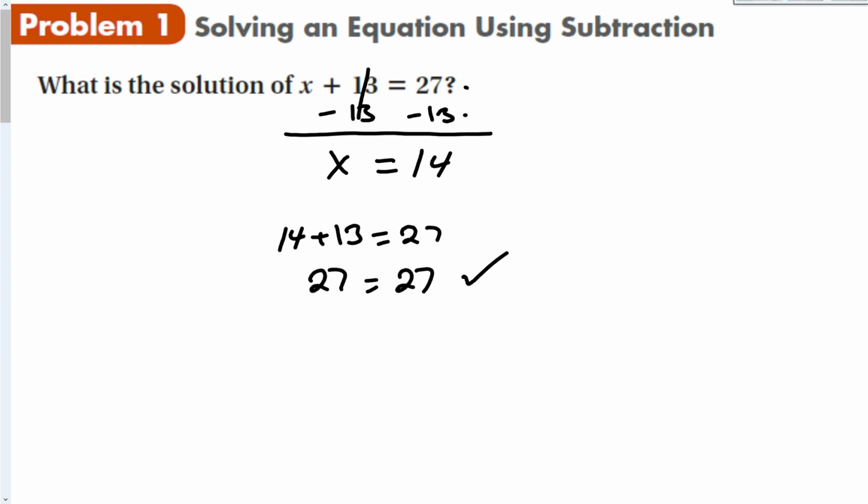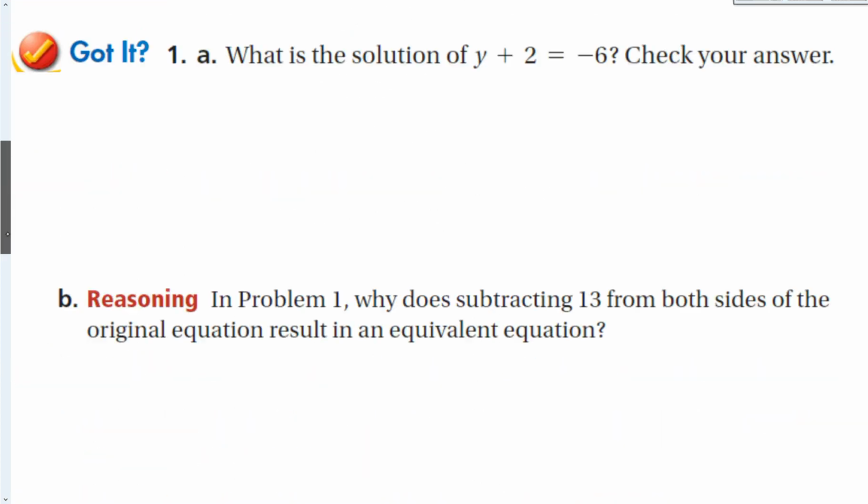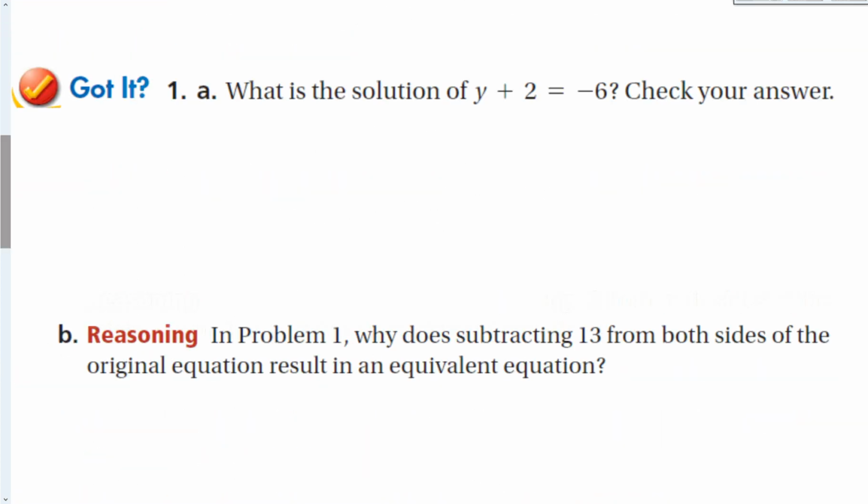Okay? Let's take a look at some Got It problems. What is the solution of y plus 2 is equal to negative 6? Okay, so my variable is the y. I want to get it by itself. I have a plus 2, so I want to subtract 2 from both sides. My resulting equation, which is simpler, is going to be y is equal to negative 8.